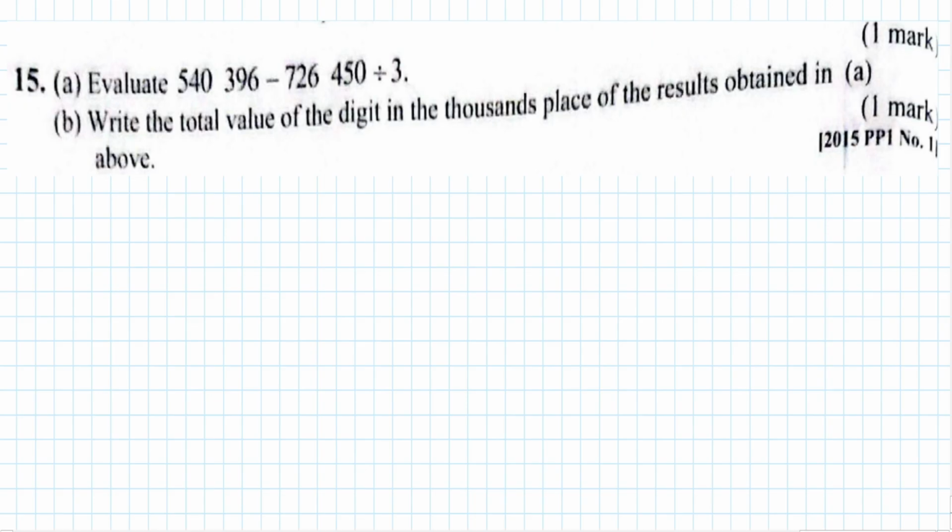Evaluate 540,396 minus 726,450 divided by 3. Remember, you'll use BODMAS. This is where most of the students go wrong. Then question B: write the total value of the digit in the thousands place of the result obtained in A above. Very simple question.